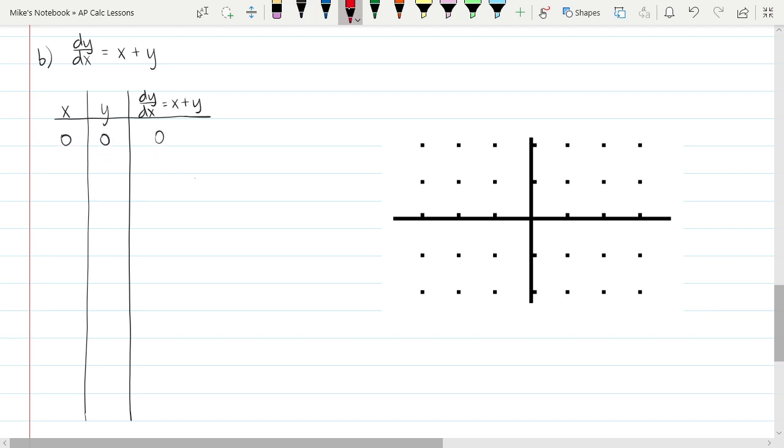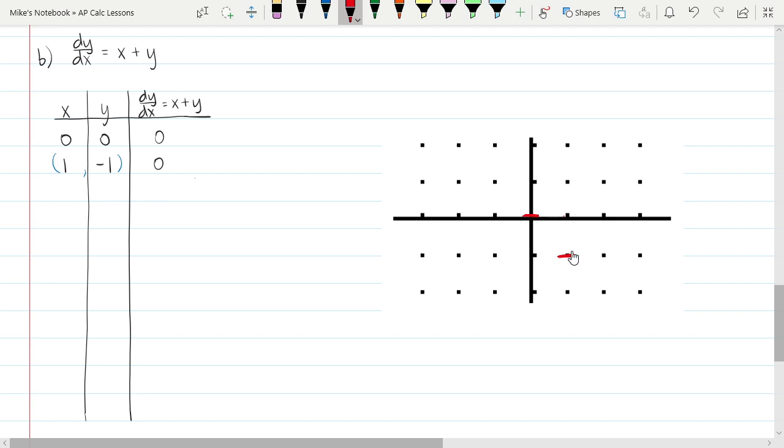So that means I know that at 0, 0, I will have a horizontal segment because that's a slope of 0. Now, can I think of another one? Well, what if x is 1? If x is 1, then what would y have to be so that dy/dx is 0? Well, y would have to be negative 1. And now that would be a slope of 0. So that means at the point 1, negative 1, we would also have a slope of 0.